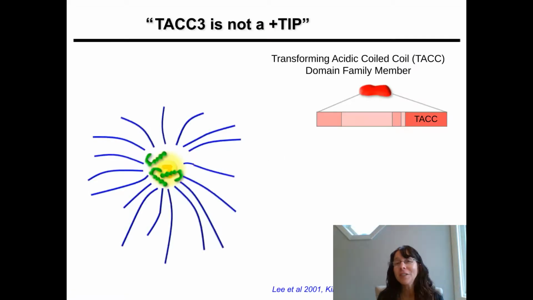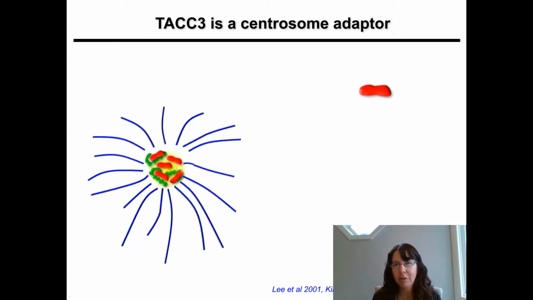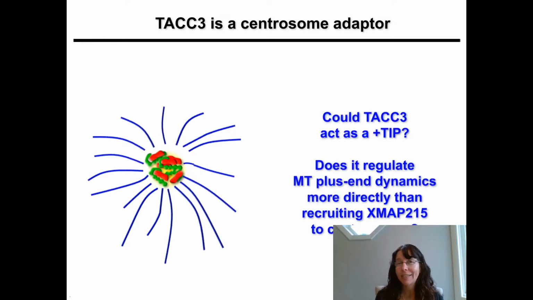So when we first started studying TACC3, it was not in the literature as a plus tip. It was a centrosome adapter, and its main microtubule function was to bring XMAP215, the polymerase of microtubules, to centrosomes. Like, its main function, according to the literature, was just as a recruitment factor. But we wondered if maybe TACC3 could be acting as a direct plus tip, and it could be directly regulating microtubule plus end dynamics, more directly than simply recruiting XMAP.